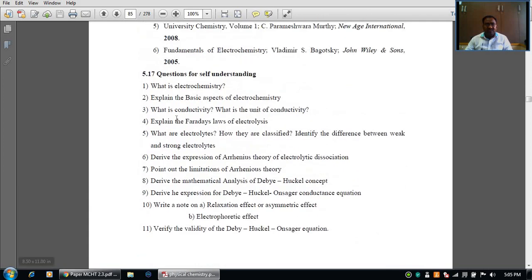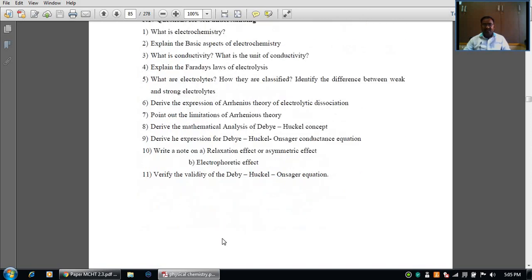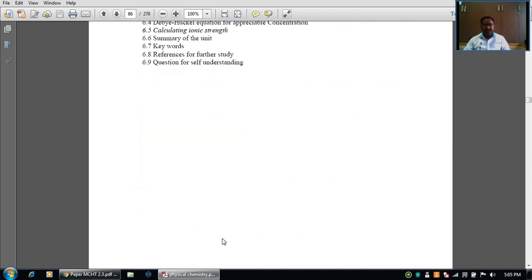Here some questions are mentioned from this unit 5. What is electrochemistry? Basic aspects of electrochemistry, conductivity. What is the unit of conductivity? Faraday's first and second law, and Arrhenius' theory of electrolytic dissociation, etc.